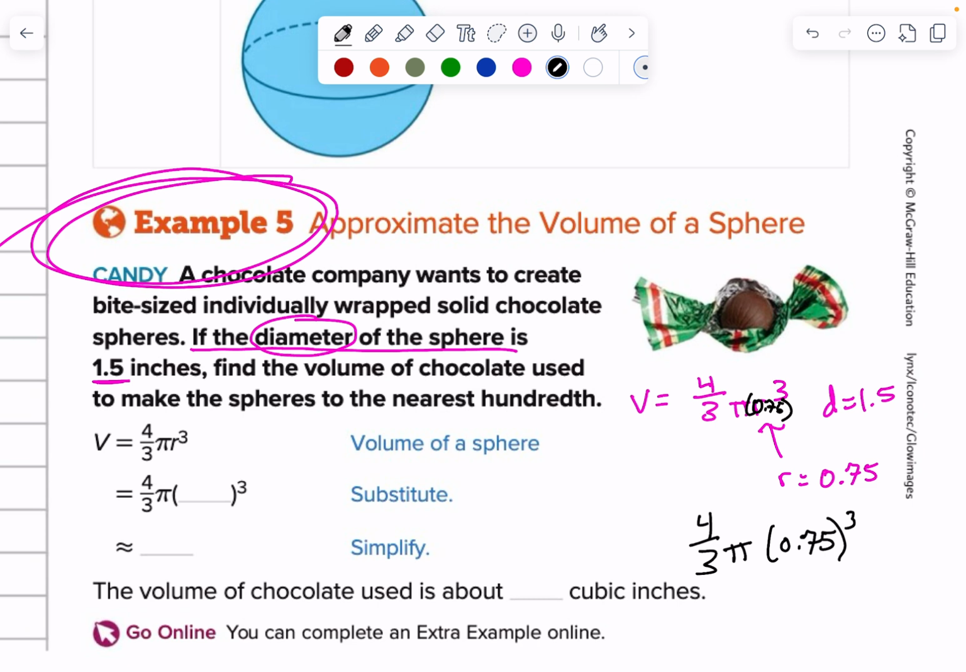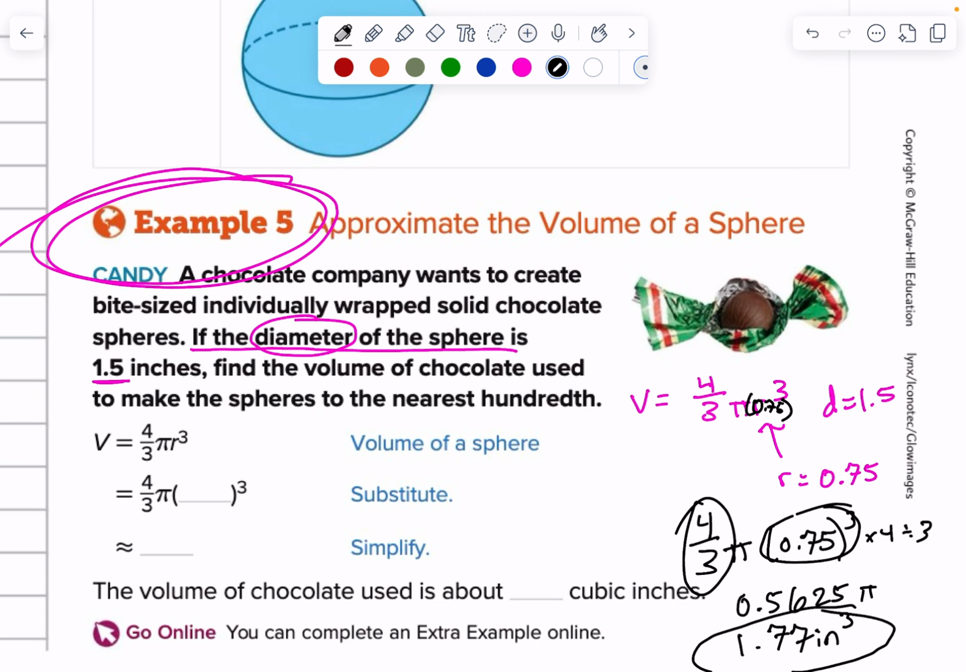Okay, 0.75 cubed is a number. So I did this part first, and then I'm going to take that times 4 divided by 3, because that's how I do this 4/3. Or if you have a calculator that will do the fractions, you can do that. That is 0.5625, but I need the pi in there, so I'm going to multiply by pi. And I end up getting 1.76, or 1.77 actually. And that is in inches cubed.